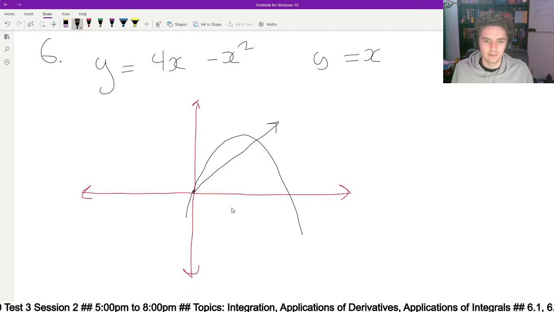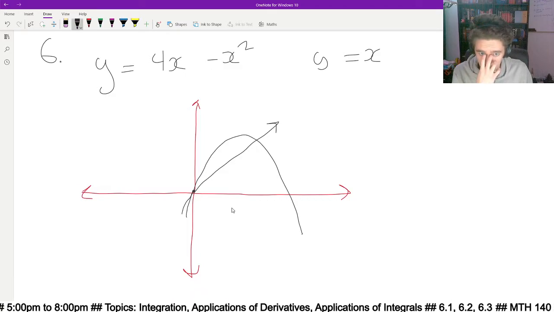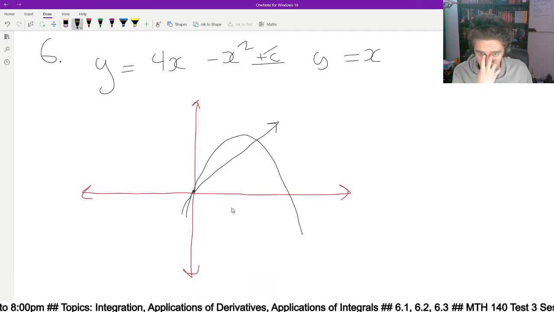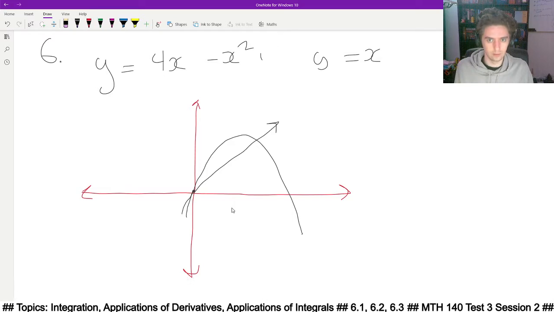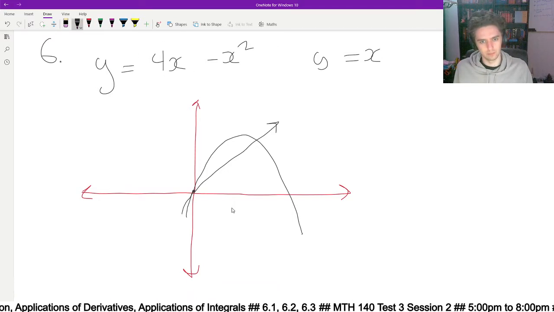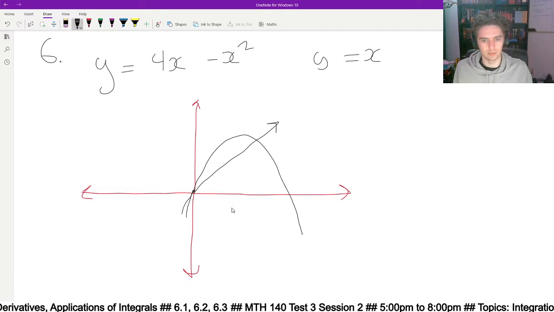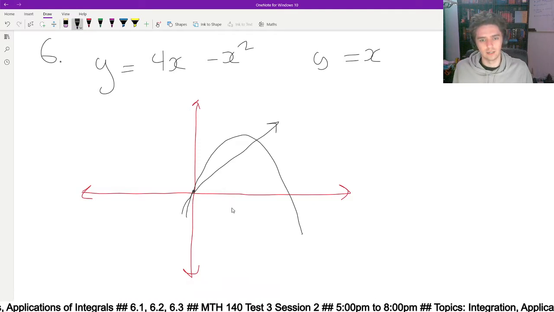Okay, good. How I could tell that is, okay, it's facing downwards. It doesn't have a constant term, right? It doesn't have a constant term, so it's going to pass through 0, 0. And it's a positive linear term, so it's going to move that way. So that was my guess. And yes, there you go.